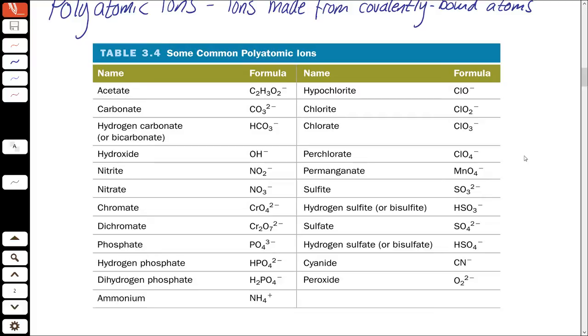If it's potassium nitrate, you need to know that potassium is +1, nitrate is NO3 -1, so the formula is KNO3. Potassium sulfate, you need to know that sulfate is SO4 2-, and so then the formula would be K2SO4. With these, they're all made from more than one atom covalently bound together. The only cation in the list is ammonium down in the lower left. The rest are all anions.